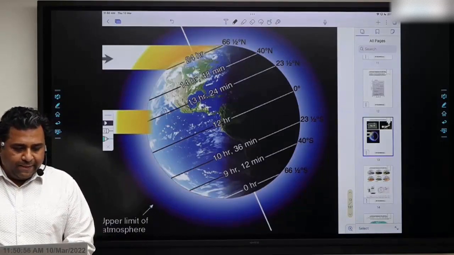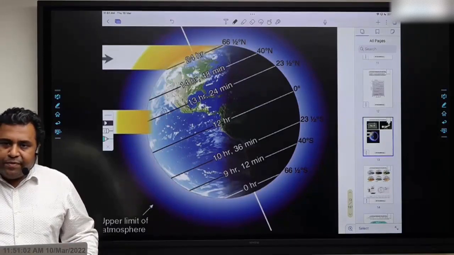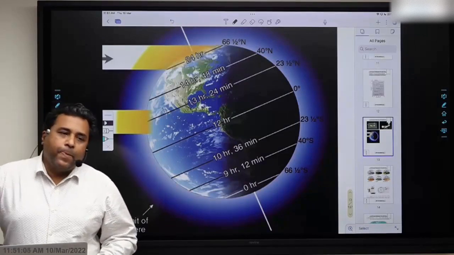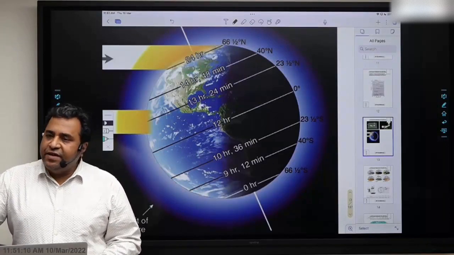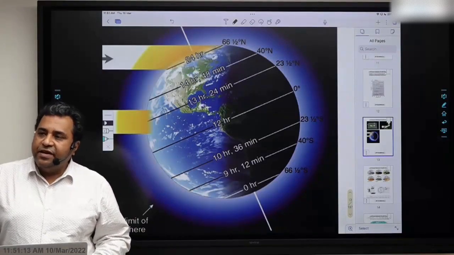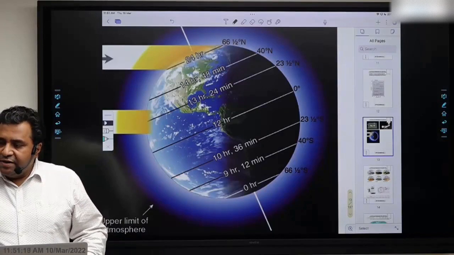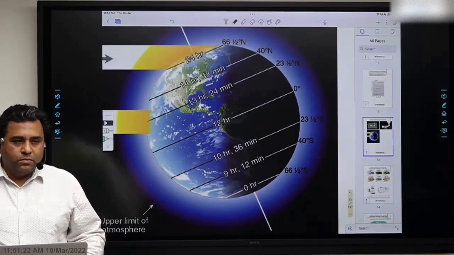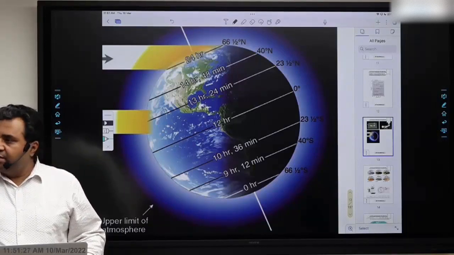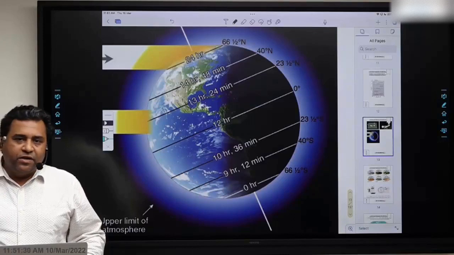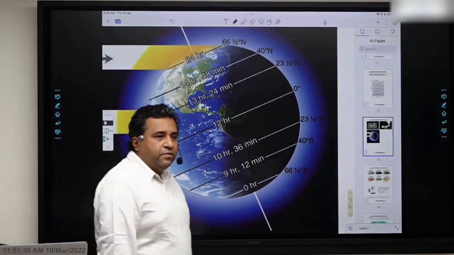And the in-between latitudes will also receive different amounts of sunlight. So every region will have a different amount of sunlight due to the shape of the earth.